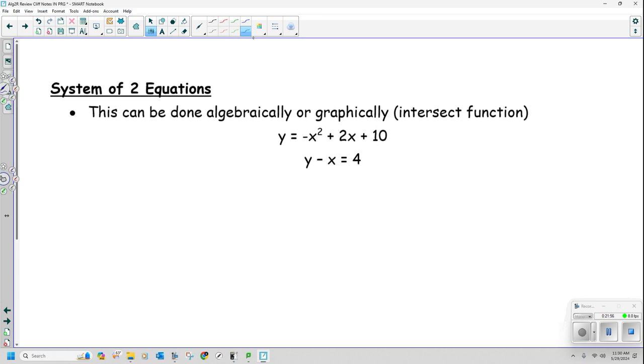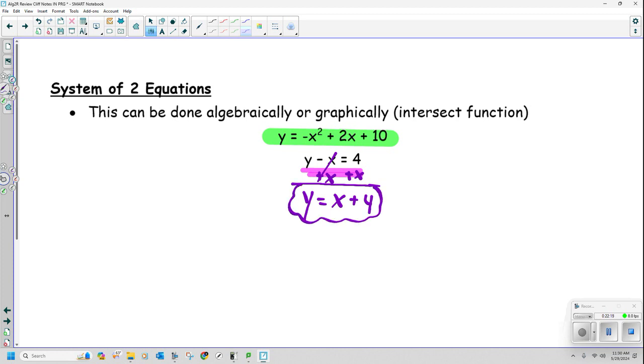Anyways, if I were to graph this, I want them both to be y equals. This is already y equals, but I want to change this one so that it's y equals. So what I'm going to do is add x to both sides. So y is going to equal x plus 4. So the 2 equations I have when I have to graph them are y equals x plus 4, and y equals negative x squared plus 2x plus 10. But before we graph them, let's do this algebraically, and we still needed to do this.